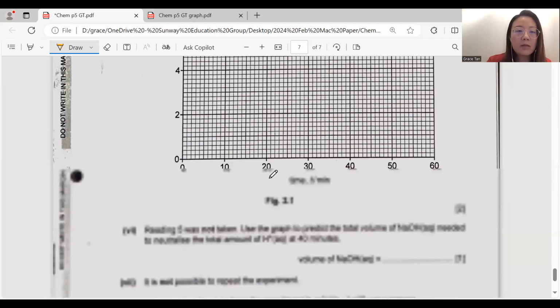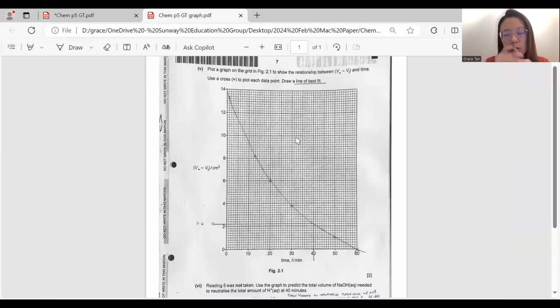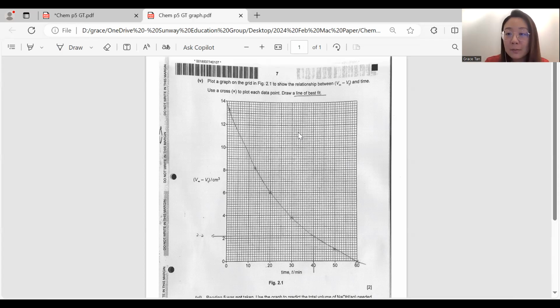Now, what I did was come to here. I want to show you the graph. You're supposed to plot a graph to show the relationship between V infinity minus Vt and time. Now, just for information, I think V infinity minus Vt is actually called the rate. Let me write over here. This is actually a rate against time graph. Okay, no, I think it's called concentration. Concentration against time, a curve line obtained, something like this.